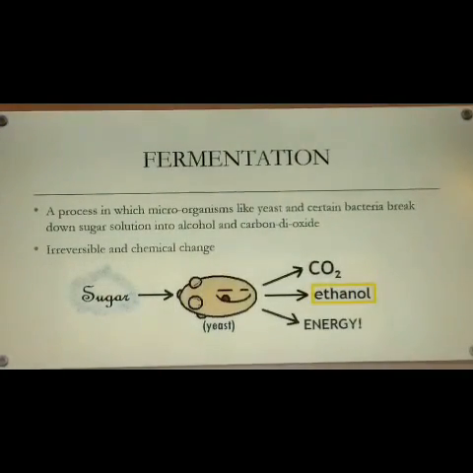And now the next topic is fermentation. In your lower class, you have seen the preparation of batter to produce idli. It is an example of irreversible change. And fermentation is a process in which microorganisms like yeast and certain bacteria break down sugar solution into alcohol and carbon dioxide.